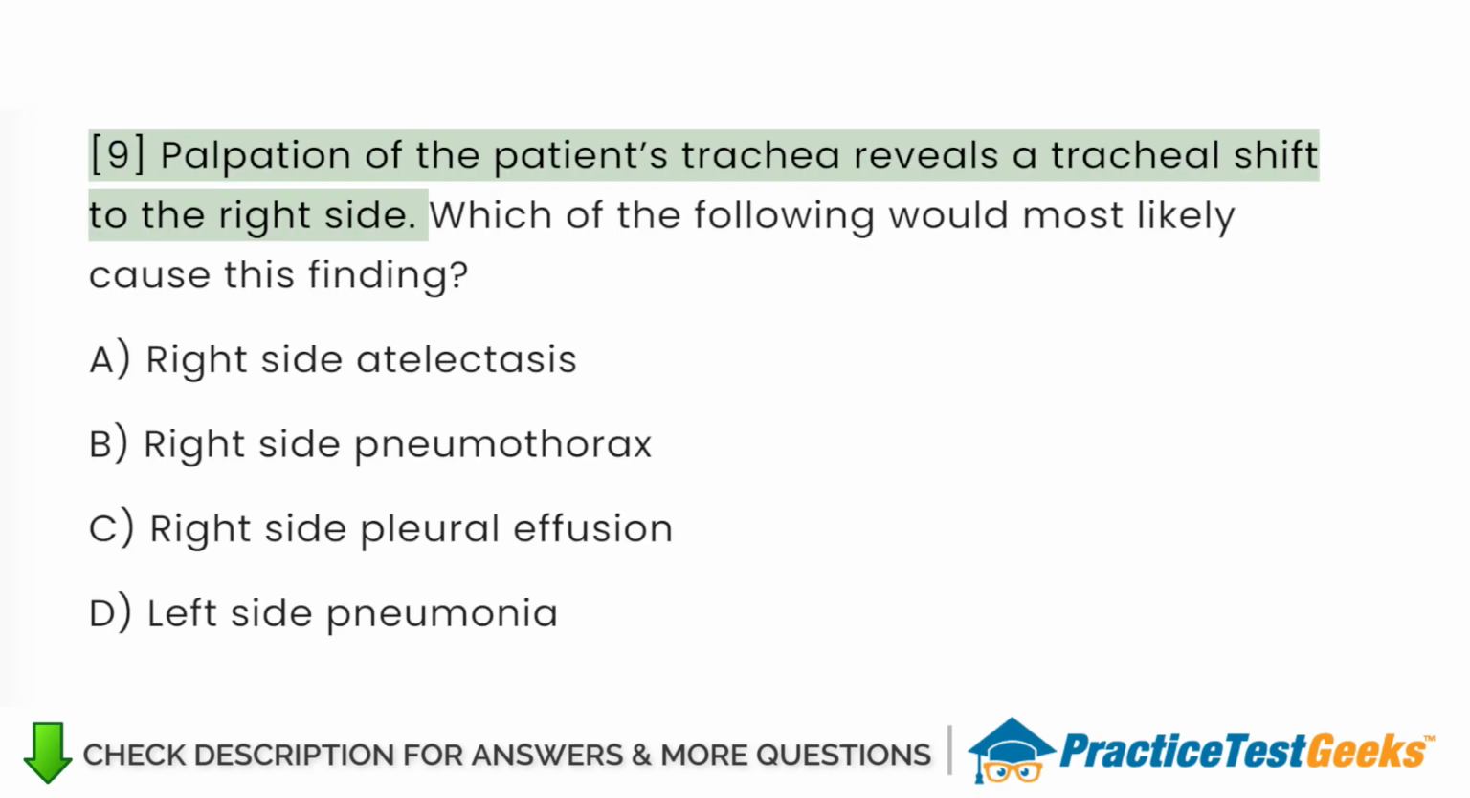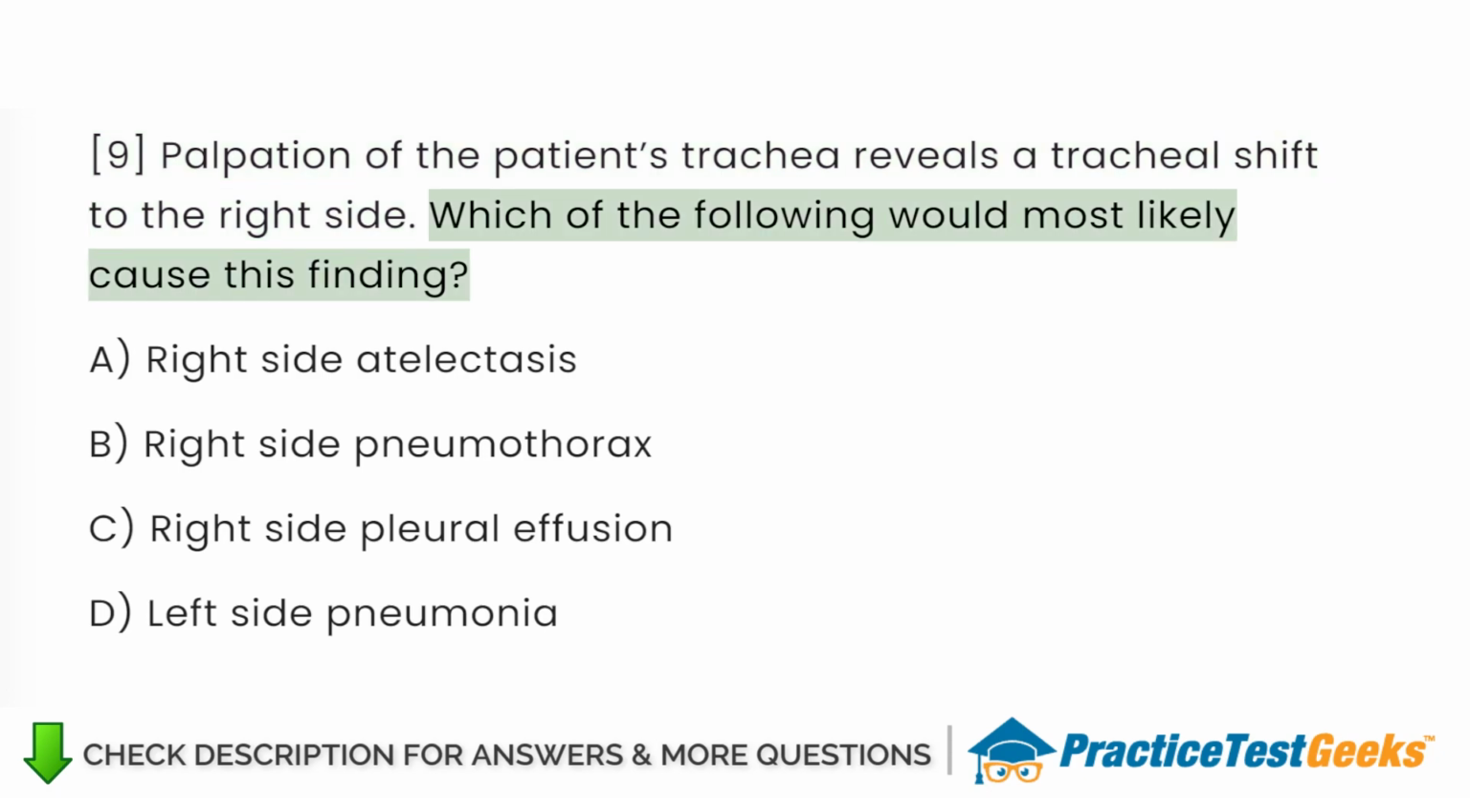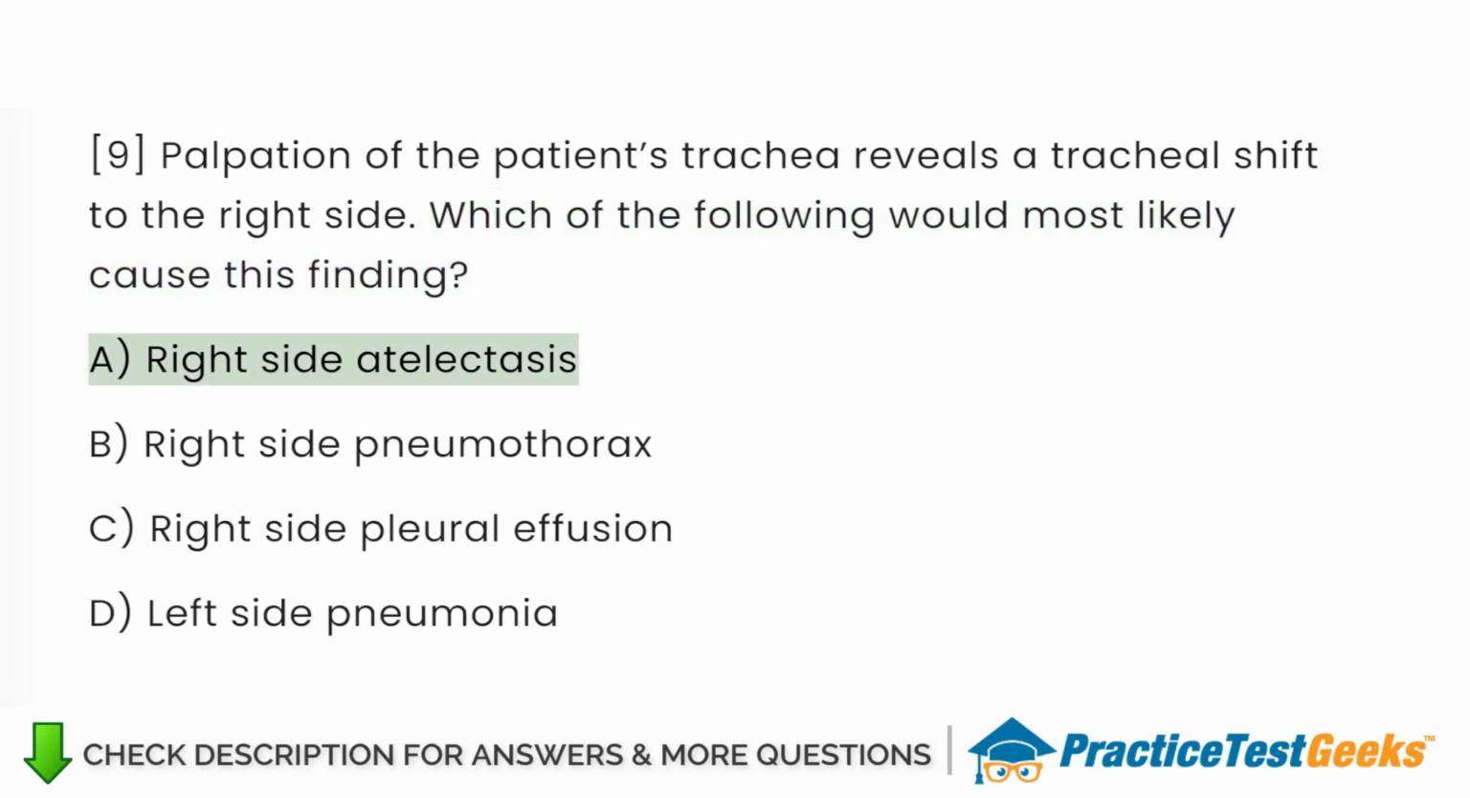Palpation of the patient's trachea reveals a tracheal shift to the right side. Which of the following would most likely cause this finding? A. Right side atelectasis. B. Right side pneumothorax. C. Right side pleural effusion. D. Left side pneumonia.